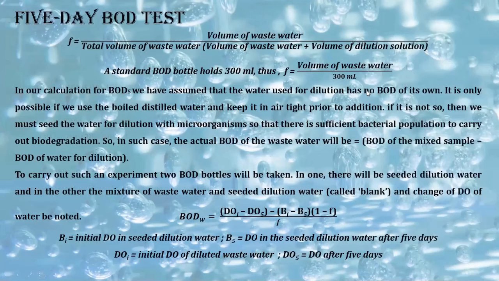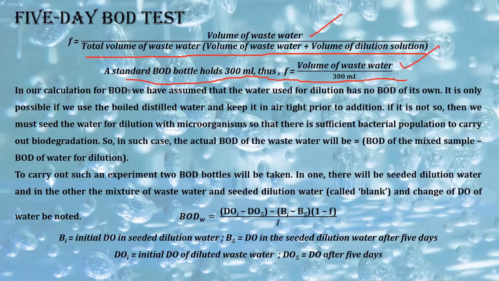Okay. Next, what we are having. Now this formula is elaborated in this way, that F is equal to volume of wastewater divided by total volume. Now a saturated BOD bottle of 300 ml thus contains F equals volume of wastewater by total volume, and this total volume is nothing but 300 ml for a 300 ml bottle. Okay. Now in our calculation for BOD5, we have assumed that the water used for dilution has no BOD of its own, right? We have used BOD free water. Okay. In order to avoid confusion, we have used that.